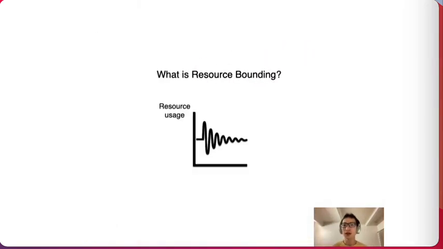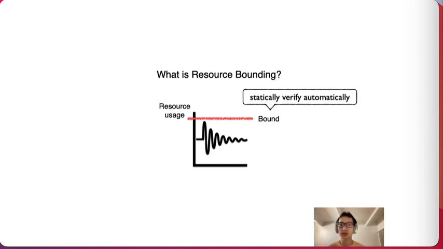What is resource bounding? By resource bounding, I mean when given a bound, we want to statically and automatically verify this bound on the resource usage of a program, which is accumulated over time. Let's next understand why we need to bound resources.